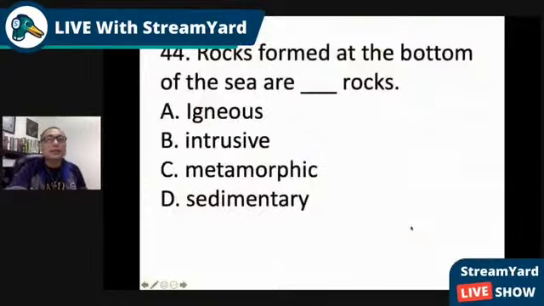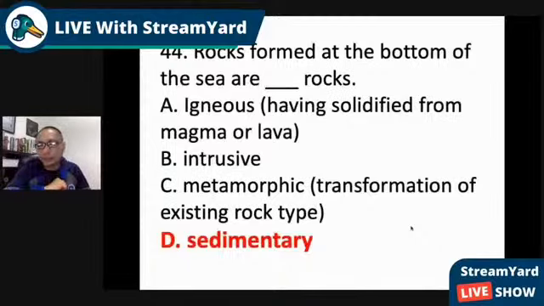Okay. Now, 44. Rocks formed at the bottom of the sea are what rocks? If these rocks are formed at the bottom of the sea, they stay there in time, and because of gravity and other chemical reactions, they stay there, it becomes a rock. So it's what kind of rock? It is sedimentary rock.